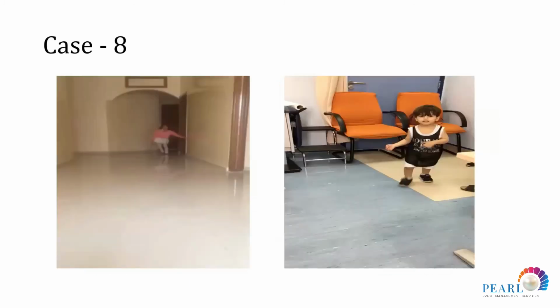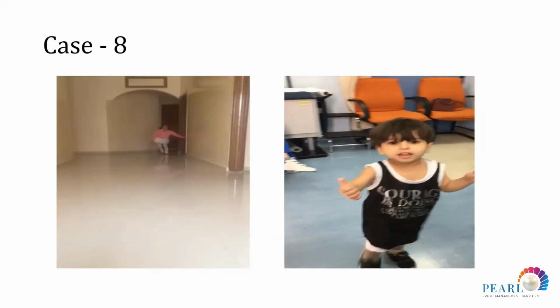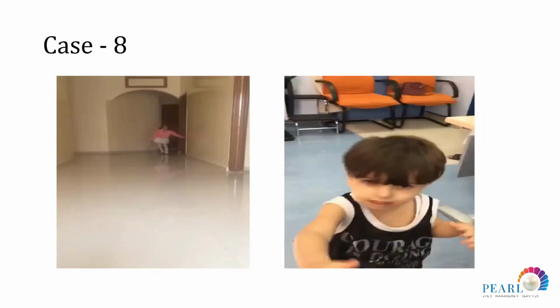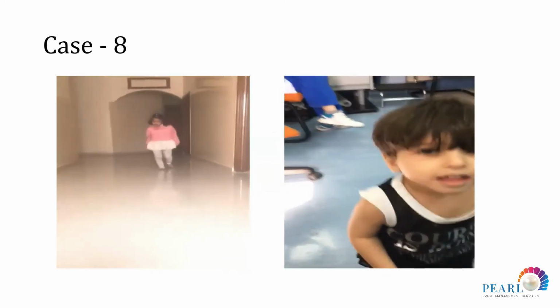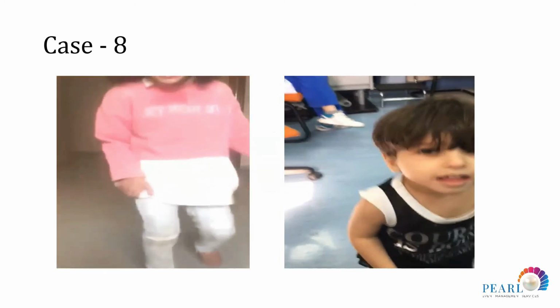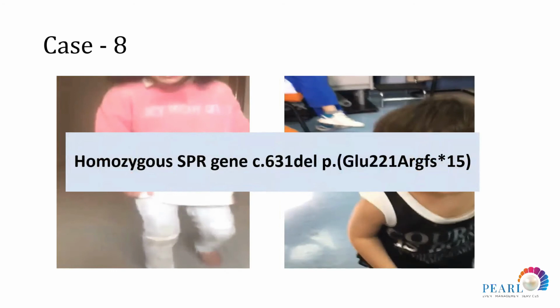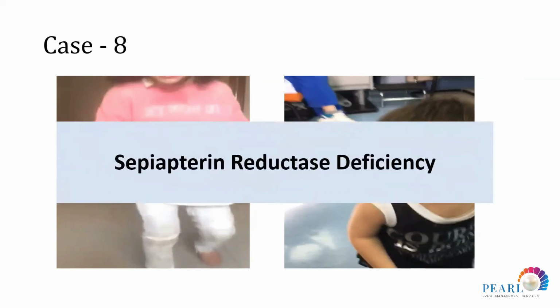Interestingly, two of her cousins came to my clinic next week. One of them has spasticity of the lower limb. Look at the other girl. She typically looks like a phenotype of spastic diplegia with lower limb spasticity. When we started these patients on treatment, they improved. There was a homozygous mutation in the SPR gene, which is consistent with severe sepiapterin reductase deficiency.